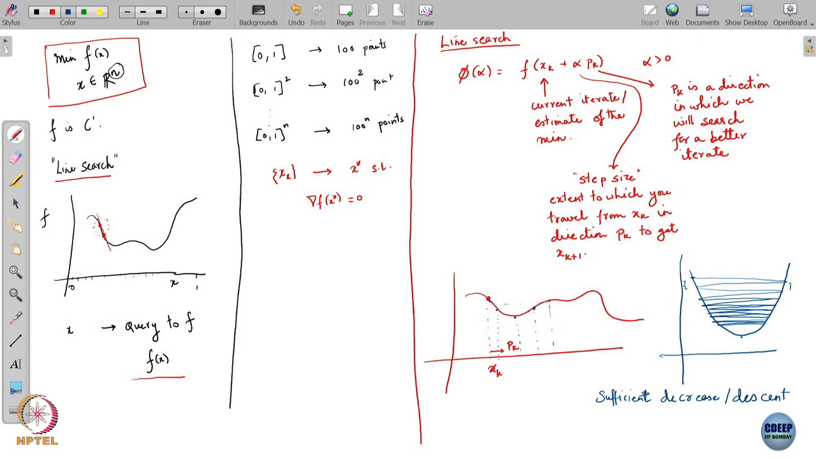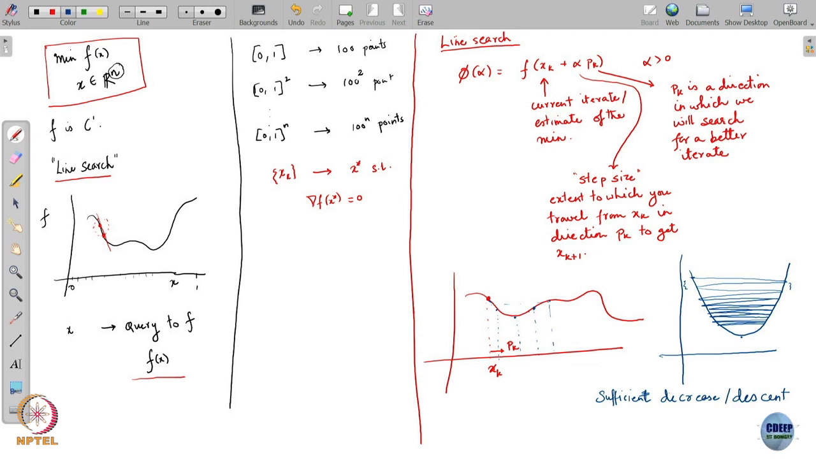Now how much is sufficient? Is 10 to the minus 2 sufficient? Is 10 to the minus 3 sufficient? Is 10 sufficient? Is 1 sufficient? We cannot put a number on what is sufficient descent. So what we can do is try to define sufficient descent in terms of properties of the function itself.